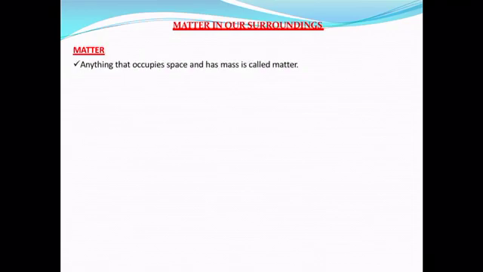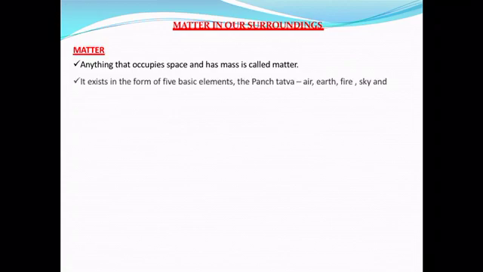Matter is anything that occupies space and has mass. Matter has two characteristics: it occupies space and it has mass. Everything that we see around us is matter if it occupies space and has mass. It exists in the form of the 5 basic elements that were known in earlier times, that is air, earth, fire, sky and water. Any example in your surrounding is matter.